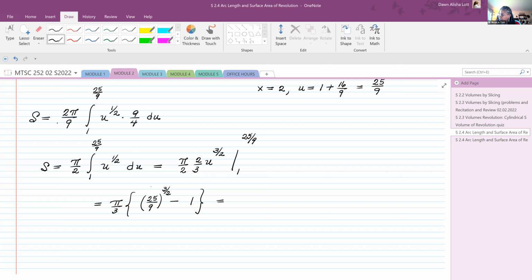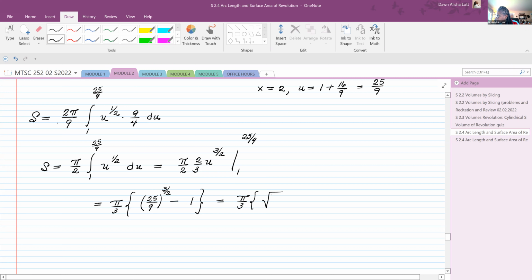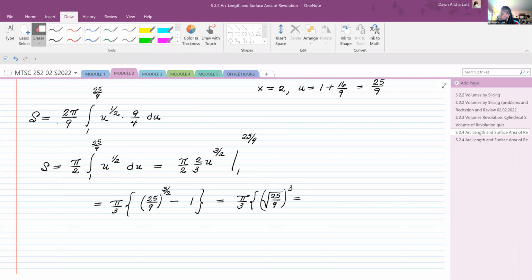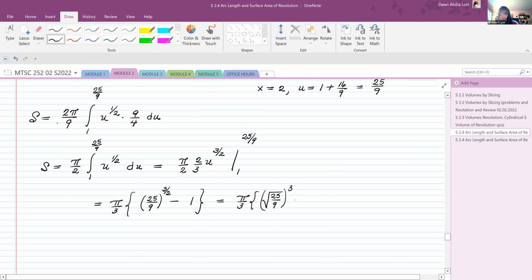Okay, so now this is pi over 3. This is literally the square root of 25/9 cubed minus 1. So that is pi over 3 times, this becomes 125/27 minus 1. And so this answer becomes 98 pi over 81.